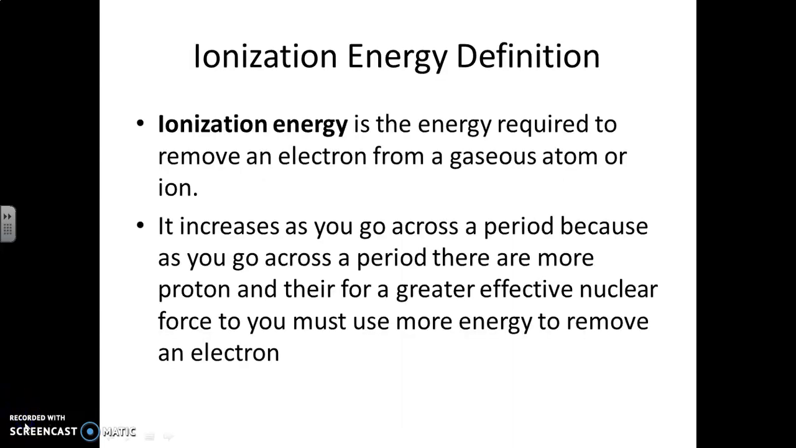So on Friday we learned that ionization energy is the energy needed to remove an electron from an atom or ion, which has to be in the gas form. And we also learned the trend is that it increases as you go across a period, because there are more protons, and therefore a greater effective nuclear force. You must use more energy to remove the electron. Because there are more protons, they pull harder on the electrons, and it's harder to remove them, so you have to use more force.